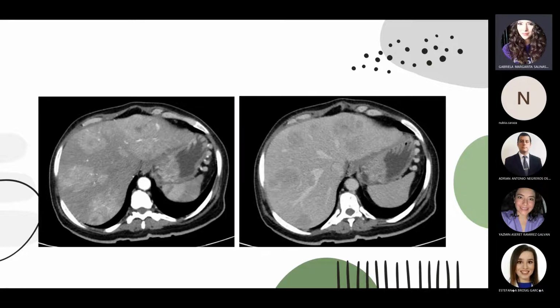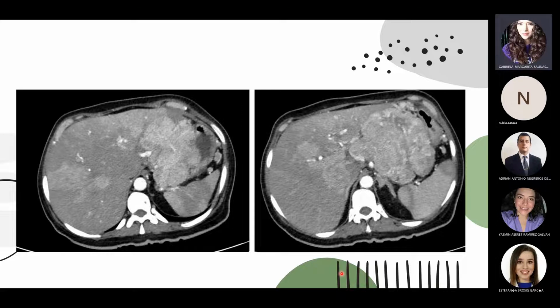These are 2 images of contrast abdominal tomography in arterial phase and venous phase in axial images at the liver level. Here we can see in the liver multiple rounded hyperdense images in arterial phase that present washout in venous phase. These are of generalized distribution.